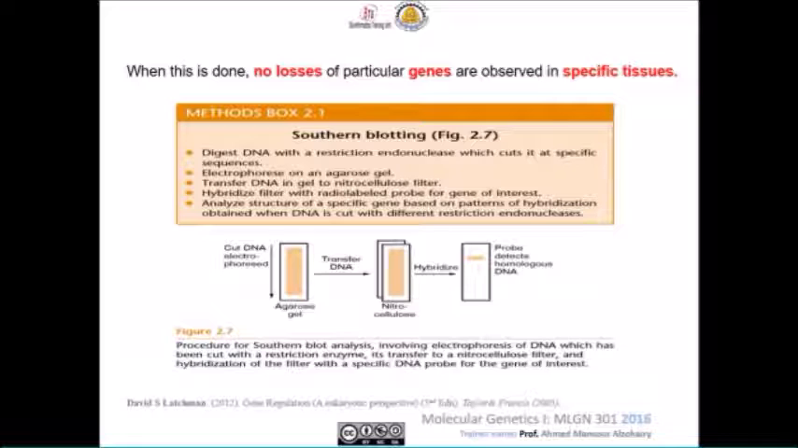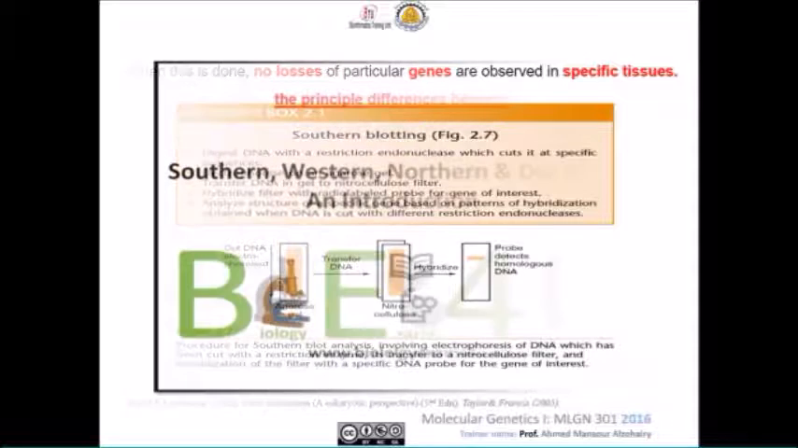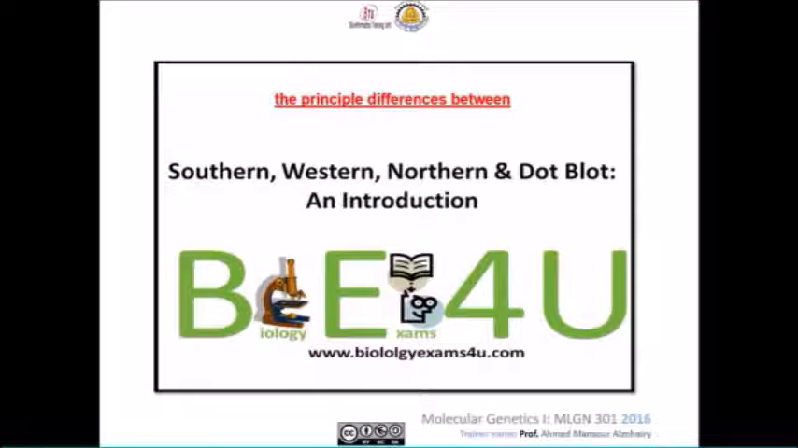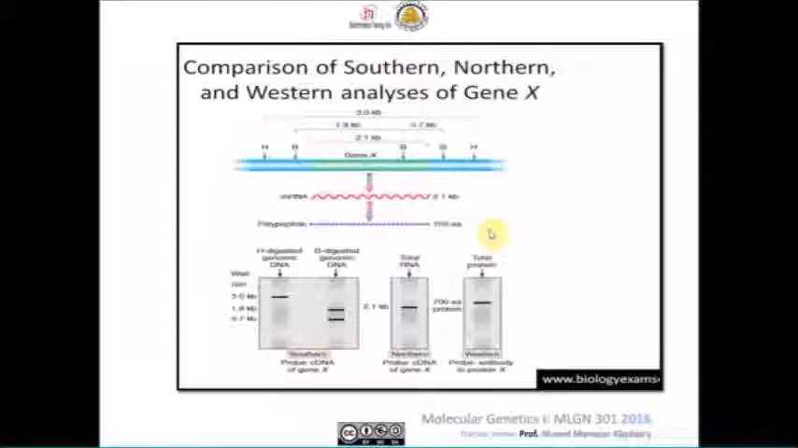So it's a very simple technique, and it simply proves for us whether there is loss or no loss of a particular gene in a specific tissue. So we use these to prove whether this exists or not. In this case, we need to see the principal differences between Southern, Western, Northern, and dot blot techniques.